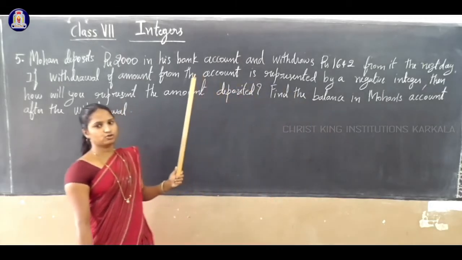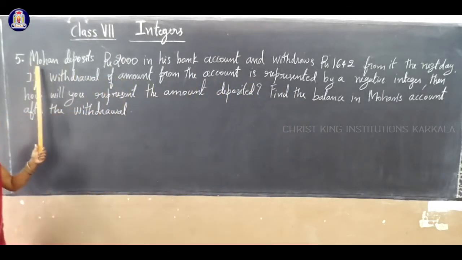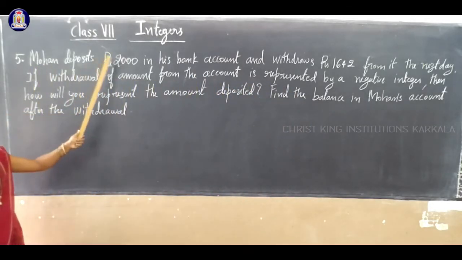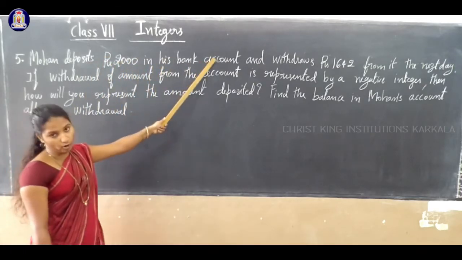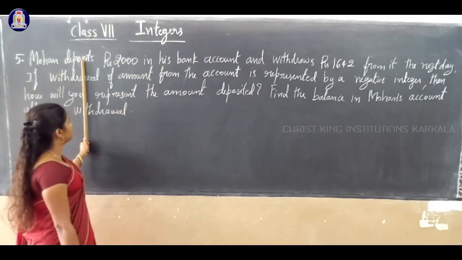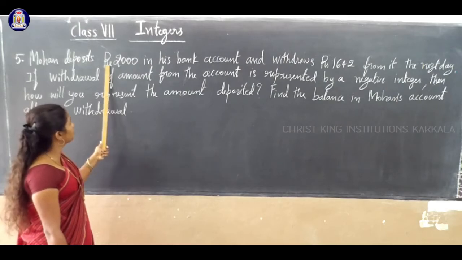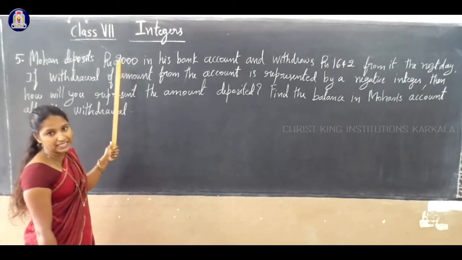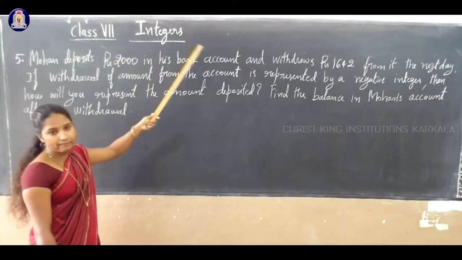Okay. See the next question. Mohan deposits rupees 2000 in his bank account. Mohan deposits how many rupees? Rupees 2000 in his bank account.